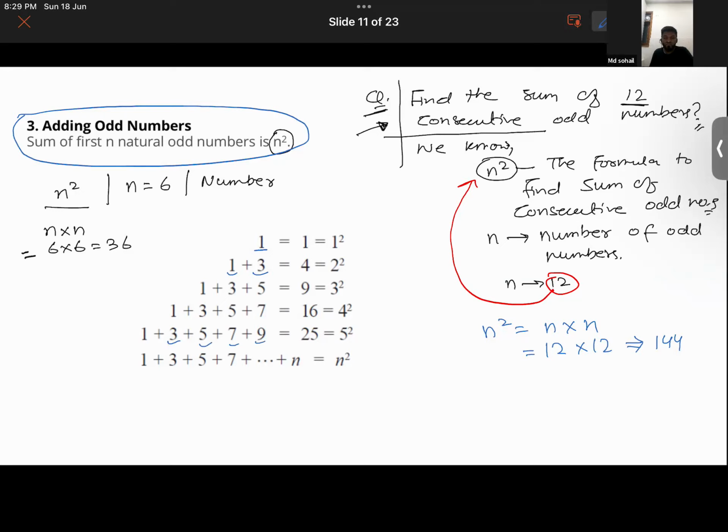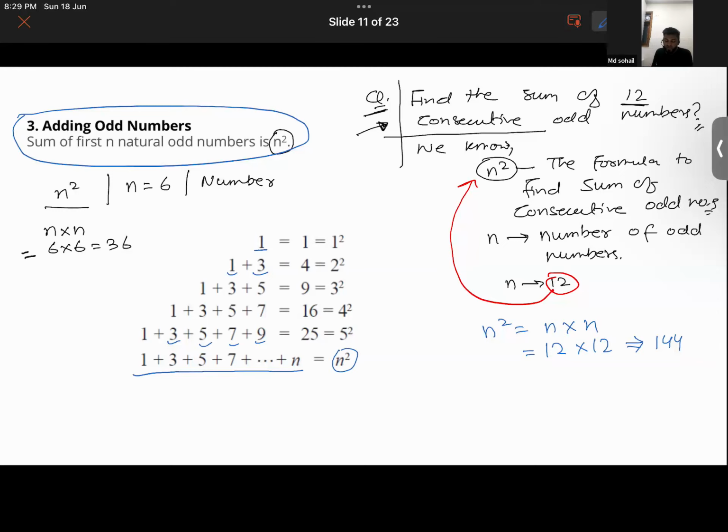It could be up to any number. So let's say we have odd numbers up to n. We don't know the number, it could be infinity, but let's say we have got odd numbers up to n here. And you are required to find the sum of all these numbers, so we represent it in the form of n square.